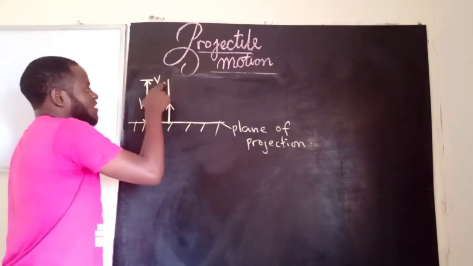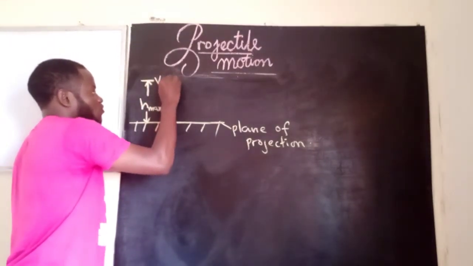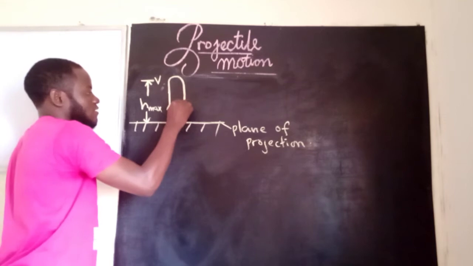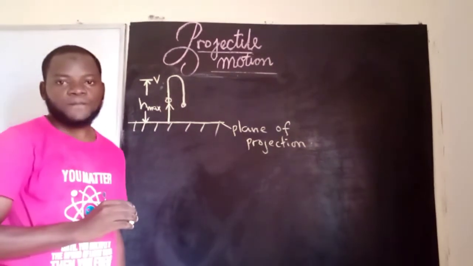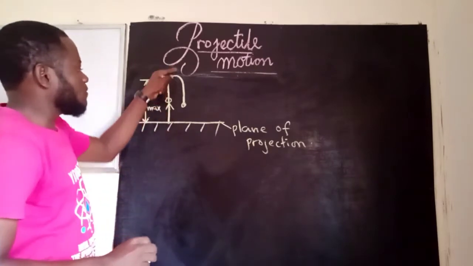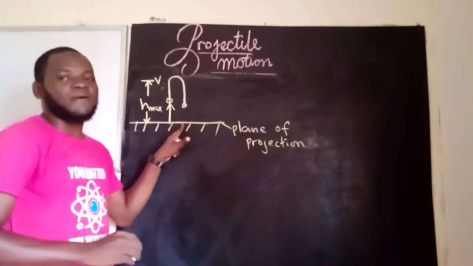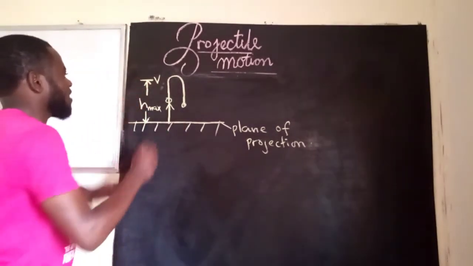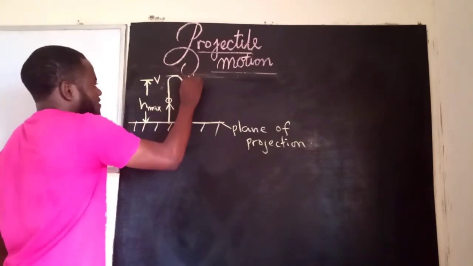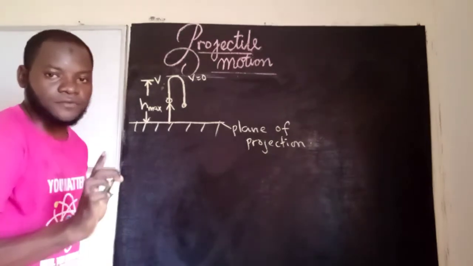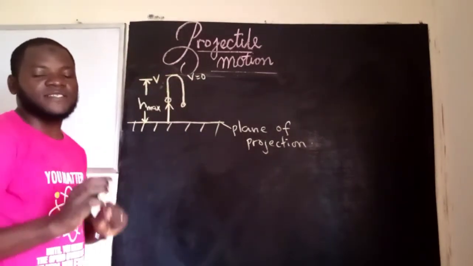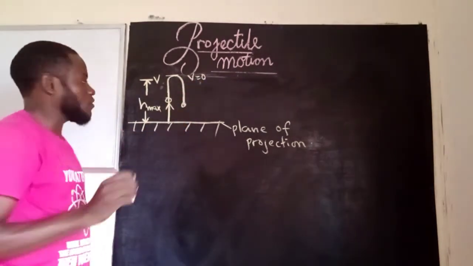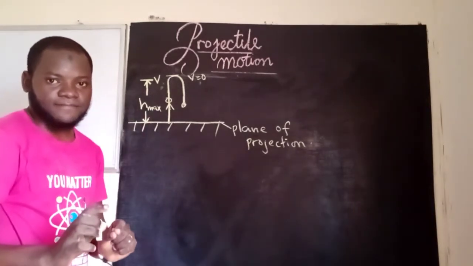Now, immediately the velocity becomes zero at that point, which we refer to as maximum height, the body will start to fall down very fast than it was before. So the body will be moving faster and faster until it gets back to the point of projection. Now, you understand that at maximum height, the velocity has become zero. So note that at maximum height, the velocity is zero.